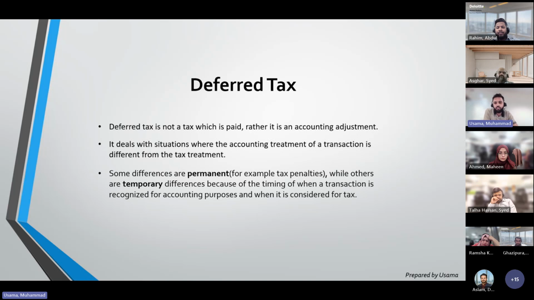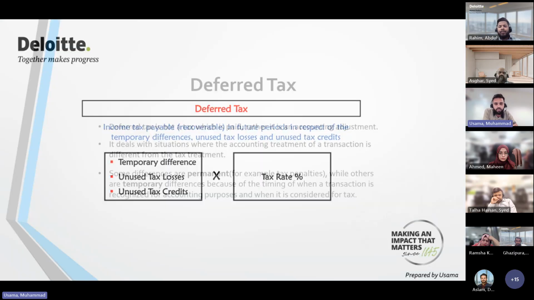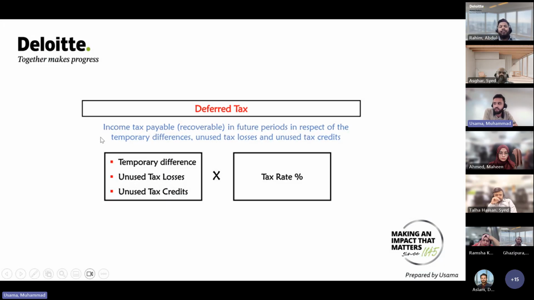So this is the basic idea of deferred tax. Moving forward, deferred tax is computed on these 3 items only. The first one is temporary difference, which I have discussed in my example. As you know, the accounting and tax treatment are different, and that is where temporary differences arise. Another treatment is unused tax losses. We compute deferred tax on unused tax losses, like the accumulated losses we have.